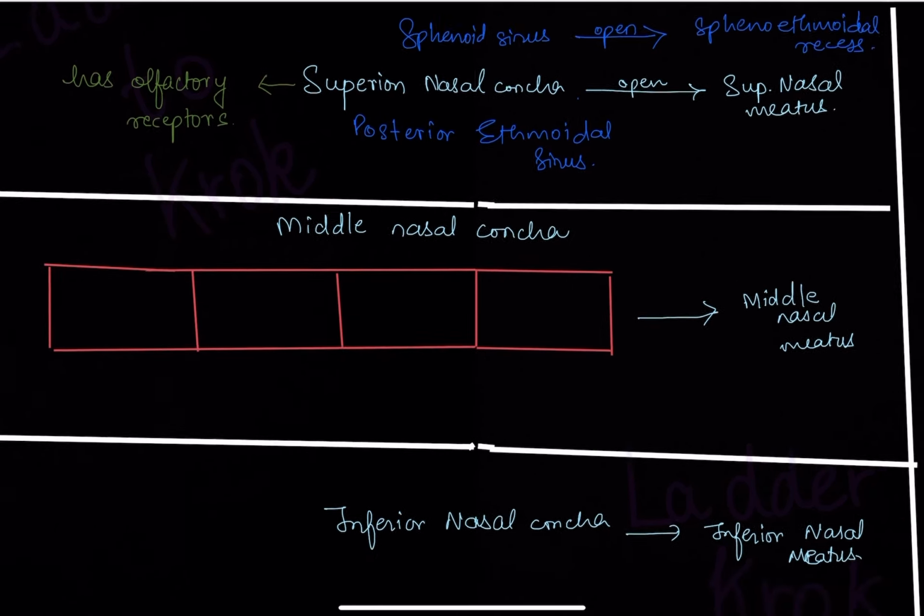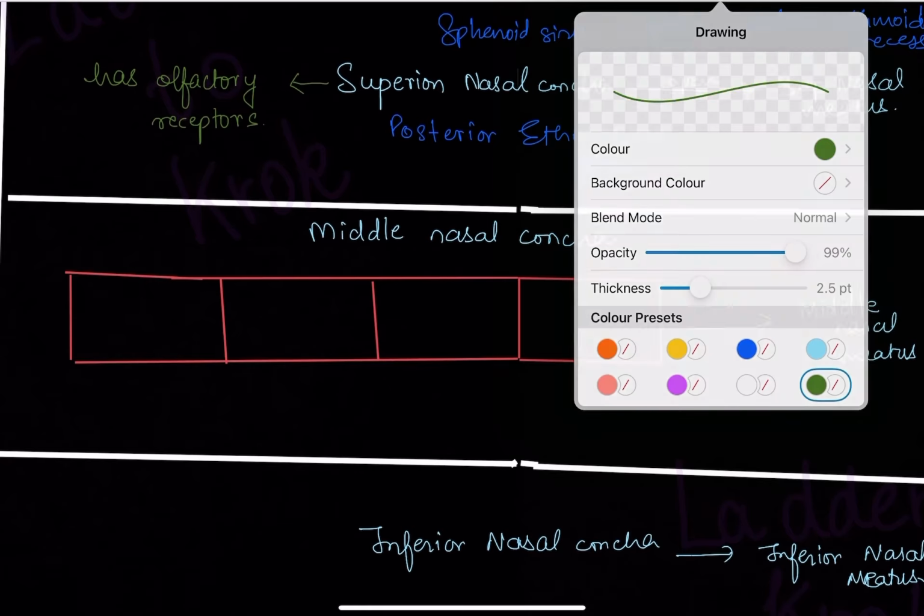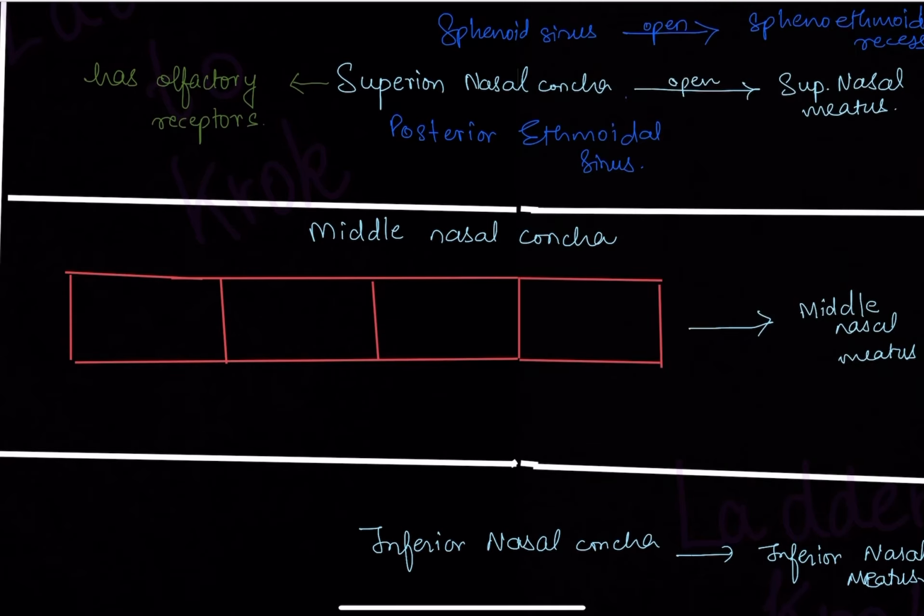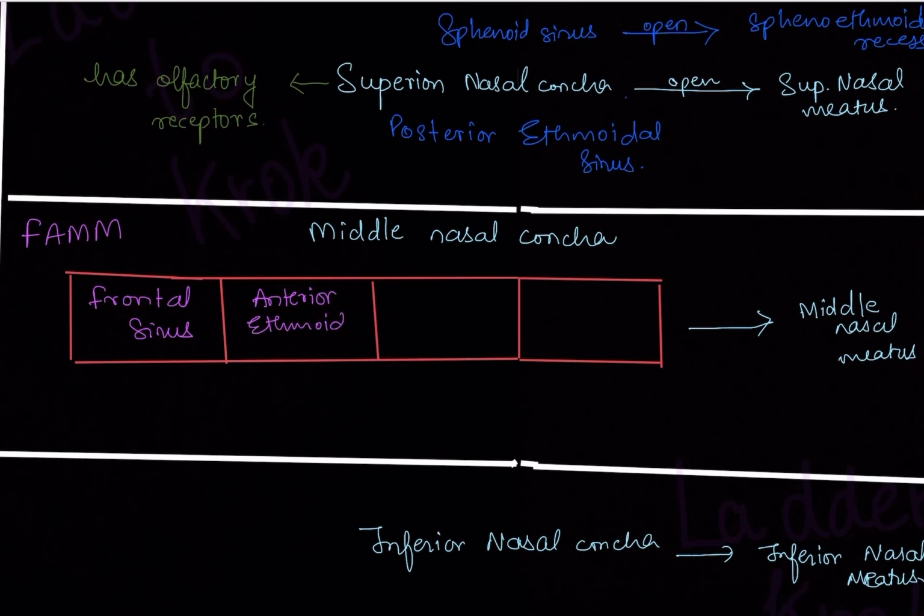Now talking about the middle nasal concha, here you remember a mnemonic known as FAM. F stands for frontal sinus. Then I said ethmoidal sinuses are 3 in number, and posterior was done, right? So anterior ethmoidal sinus, and then the middle ethmoidal sinus, which is present in the middle nasal concha. And the last is the maxillary sinus.